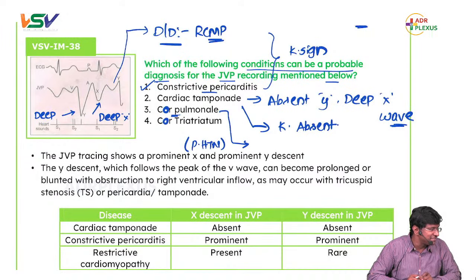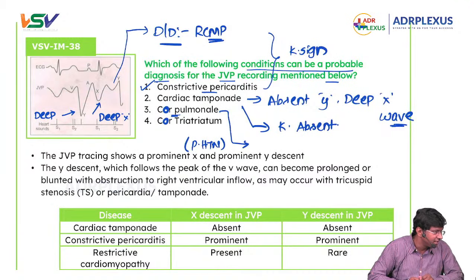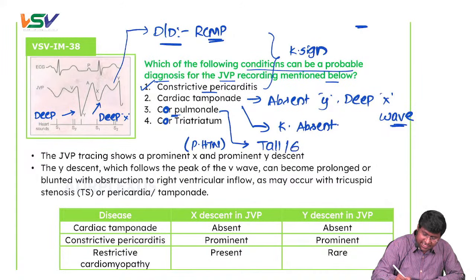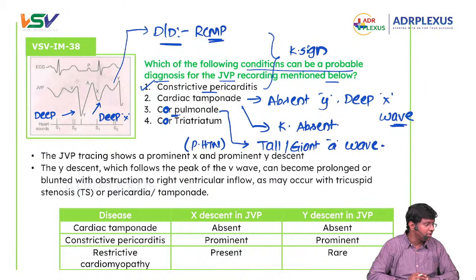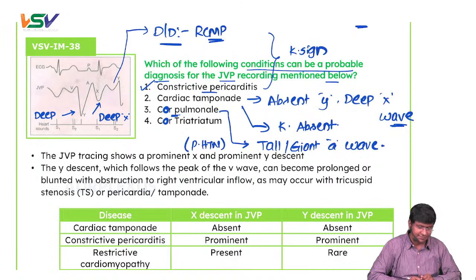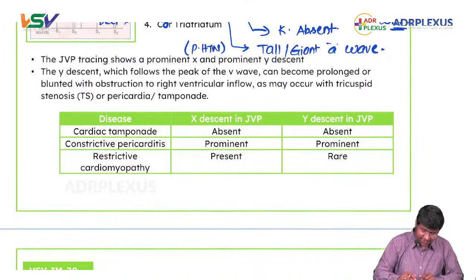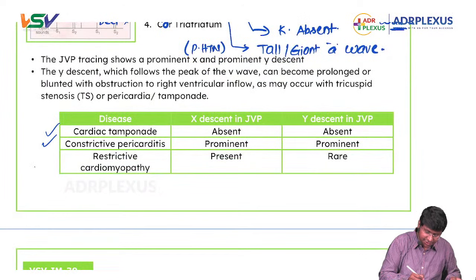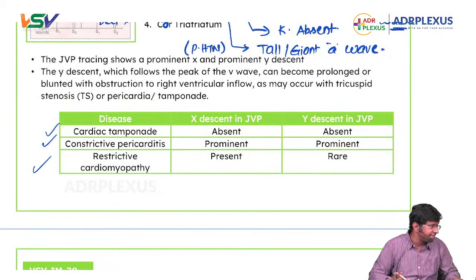Absent A wave? No, absent A wave will be there in case of atrial fibrillation, right? Very good, Bhava Dharini. So it is a tall or giant A wave. That is, a prominent A wave is what you will observe. Cardiac tamponade, constrictive pericarditis, restrictive cardiomyopathy, everything I have given.